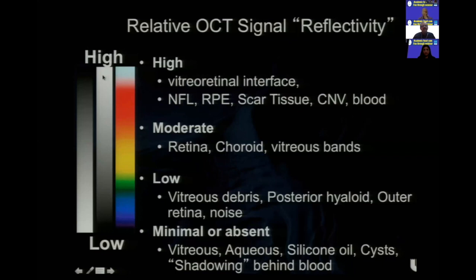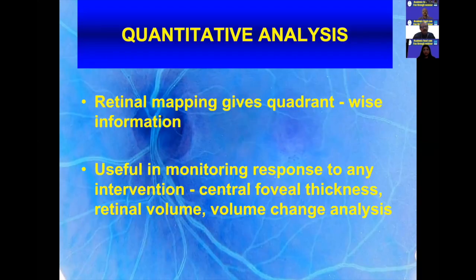In quantitative analysis, retinal mapping gives quadrant information of the macular area. It is useful in monitoring the response to any intervention. You have to see the central foveal thickness, the volume of the retina, and what changes are occurring in this volume, the volume change analysis.